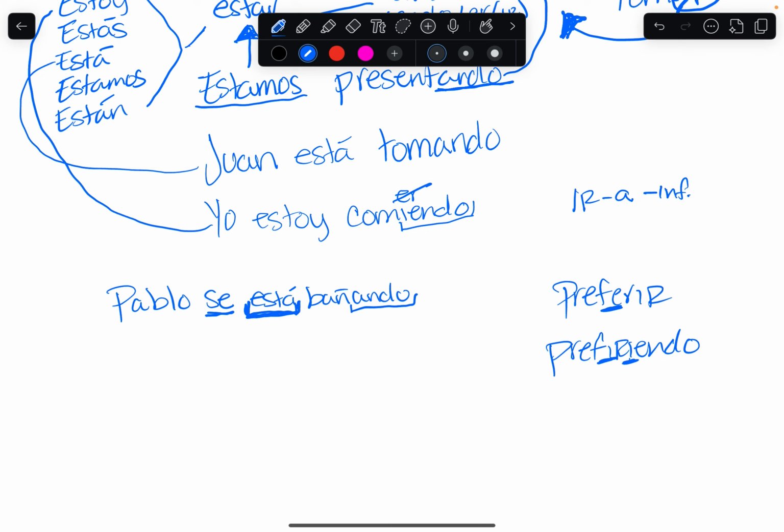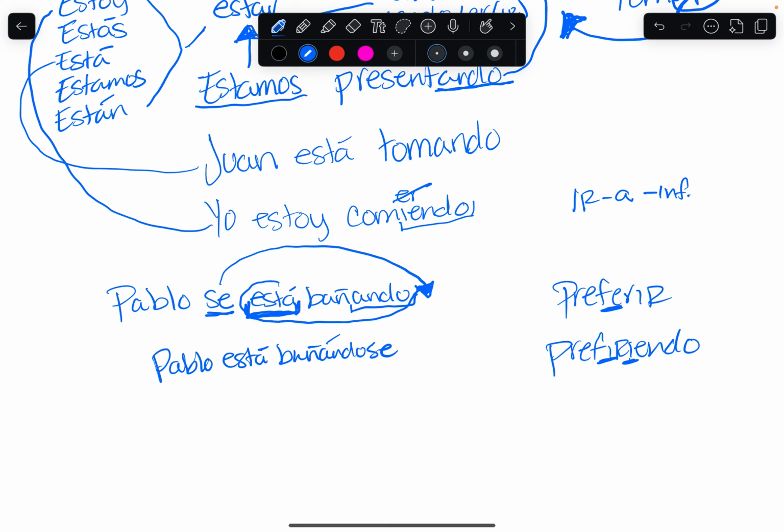Now, the fun part or trick, whatever you want to call it, is that this se can go right here and it still makes sense. So it could be Pablo está bañándose. And that's correct too. So the thing to remember is that this is the whole present progressive, and it can be either in front of the se or after the se.